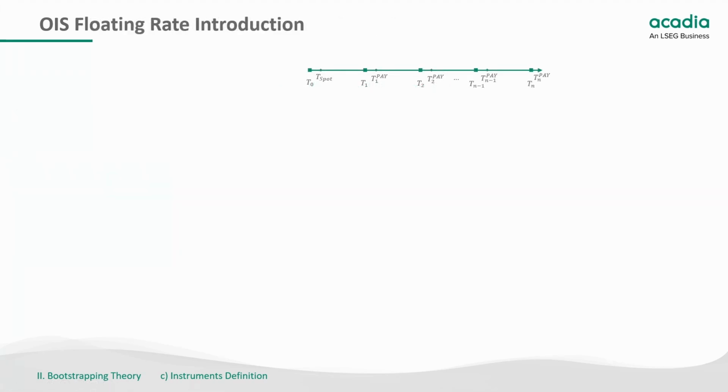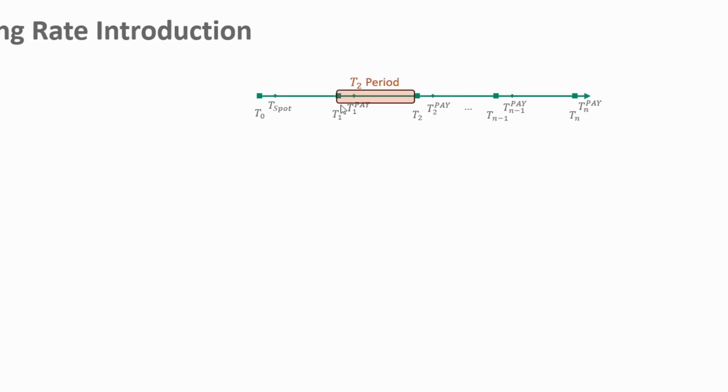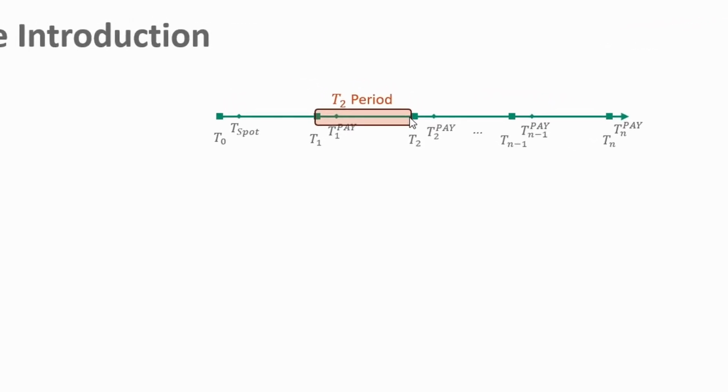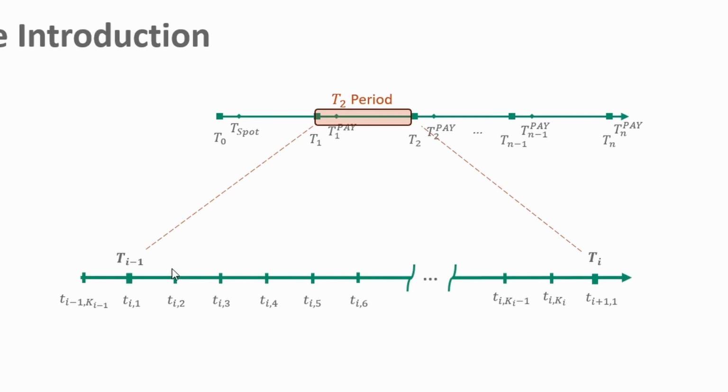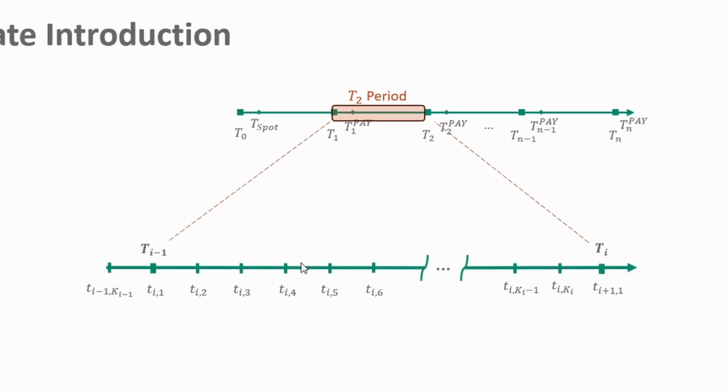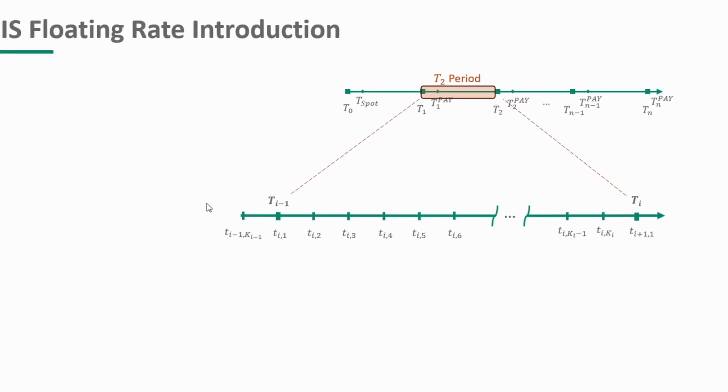The floating rate of an OIS is calculated as the average of the overnight rates during the coupon period. So it can only be calculated at the end of a cash flow period. If we're looking at the period from T1 included to T2 excluded, which is called the T2 period, we have the information to calculate the floating rate only at T2. And if we zoom in on that period, we'll understand why. It's because we need the fixings of the overnight rates for every single business day during this period. And these business dates are represented as follows.